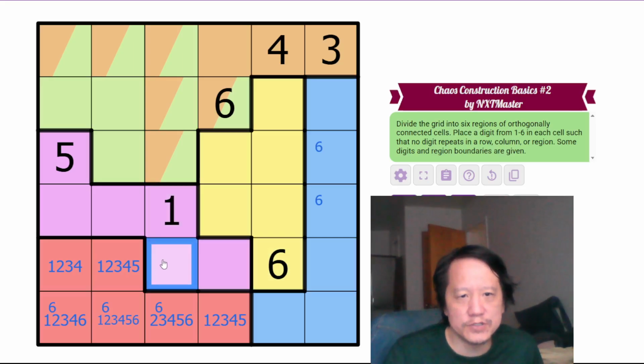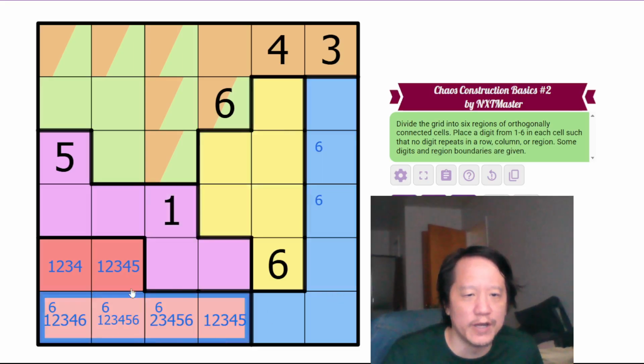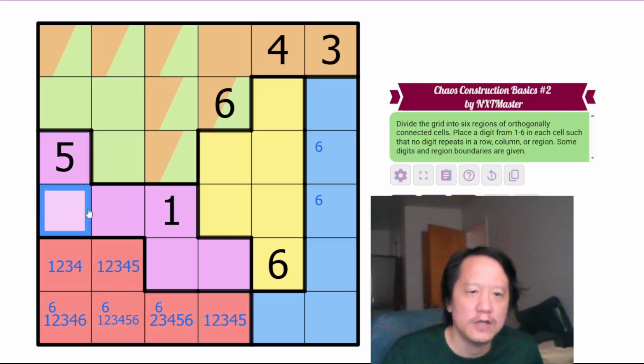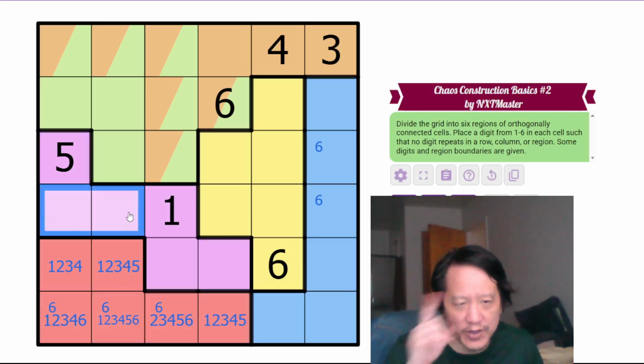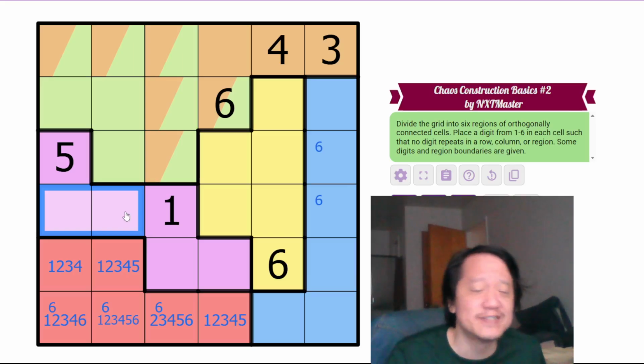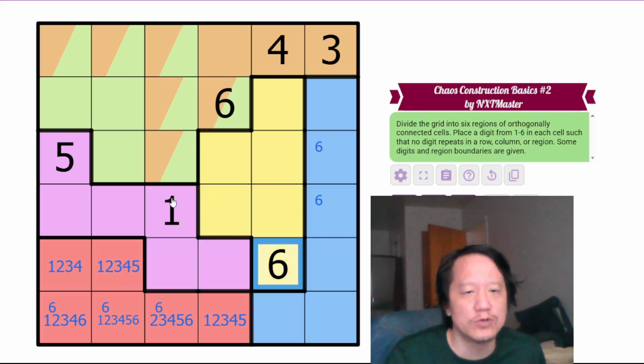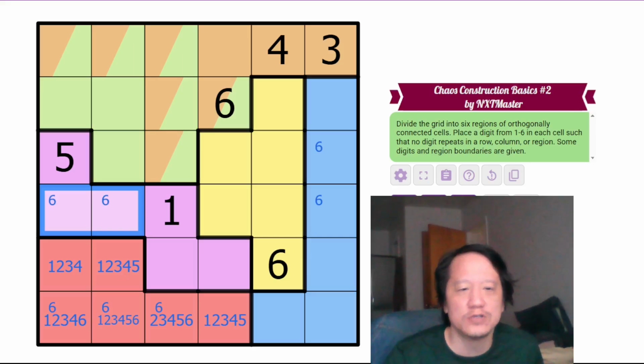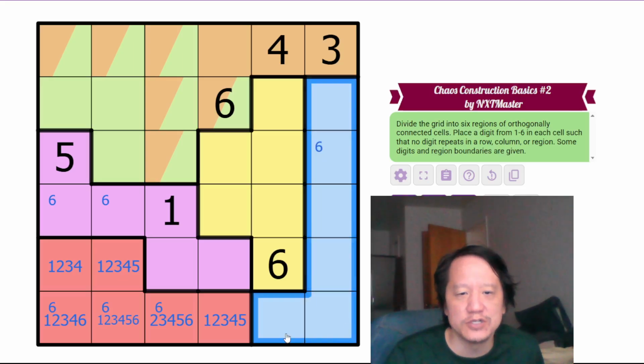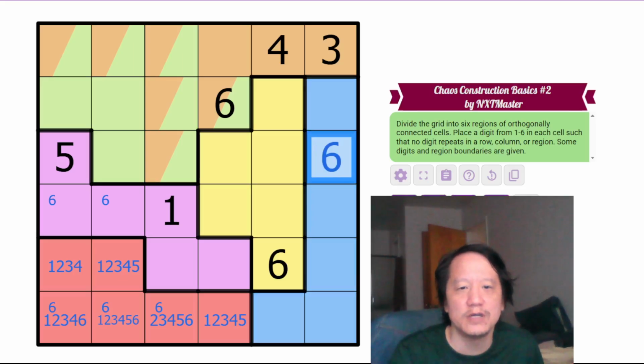Okay, so what are the digits remaining? We have yellow, blue, red, and pink defined. So right now, the one thing that I'm seeing is where is the 6 in the pink region? Cannot be here because of 6 in the row, so it has to be one of these 2 cells, which eliminates 6 in the rest of the row, so this can't be 6. So where is 6 in the blue region? It must be here. We also have a 3 in column 6.